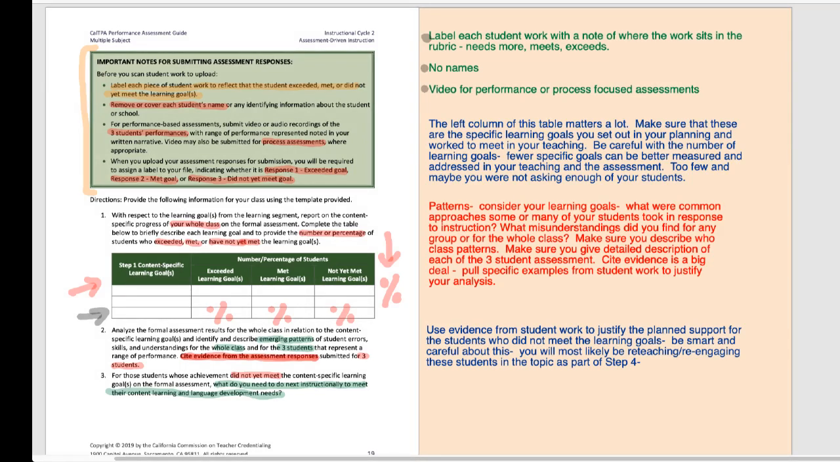Okay. So what I wrote here is the left column of this table matters a lot. And I didn't talk about this yet, but you want to make sure this part here is really, really clear and done well. Make sure that these learning goals are the specific learning goals you set out in your planning and work to meet in your teaching. All right? Be careful with the number of learning goals. Fewer specific goals can be better measured and addressed in your teaching and assessment. You don't want to have 10 things here.